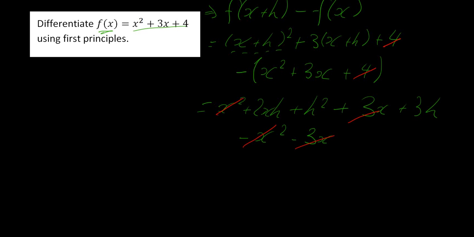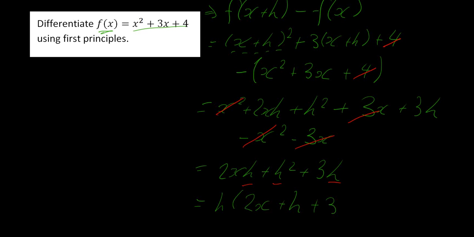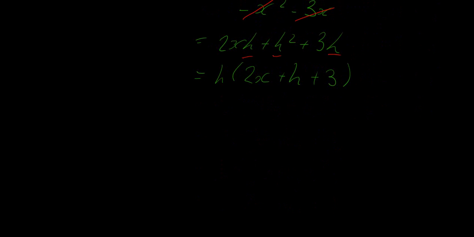And from here, we are left with 2xh plus h squared plus 3h. Now when you're differentiating by first principles, what you do want to do in the end with your numerator is somehow factorize h out, because what this does is it allows you to cancel out the denominator at the very bottom. So I'll show you what I mean in a moment. So we're just going to factorize this out just to prep this up for the next step.